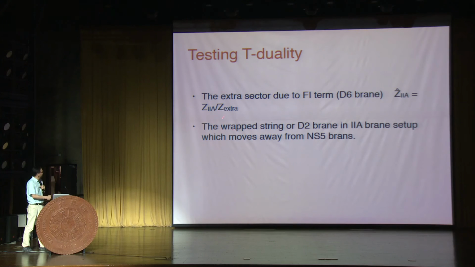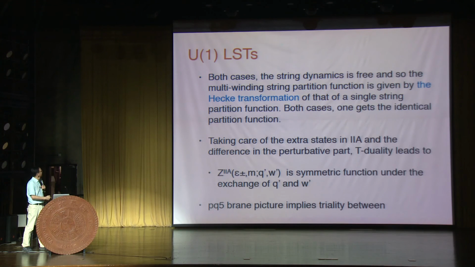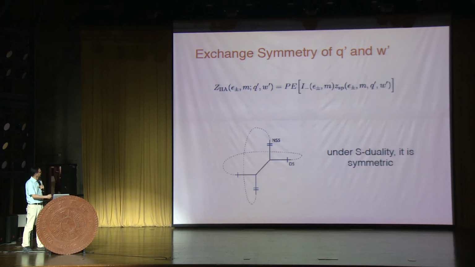There is a bit more of an extra mode in the type IIA case, but that one can take care of. Especially in the U(1) case, it turns out to be interesting that one can get a string partition function. In the U(1) case, one expects the string is free, and the multi-string partition function is given in terms of a Hecke transformation of a single string, which is telling us that these are free strings. But still, the U(1) case has many interesting features.